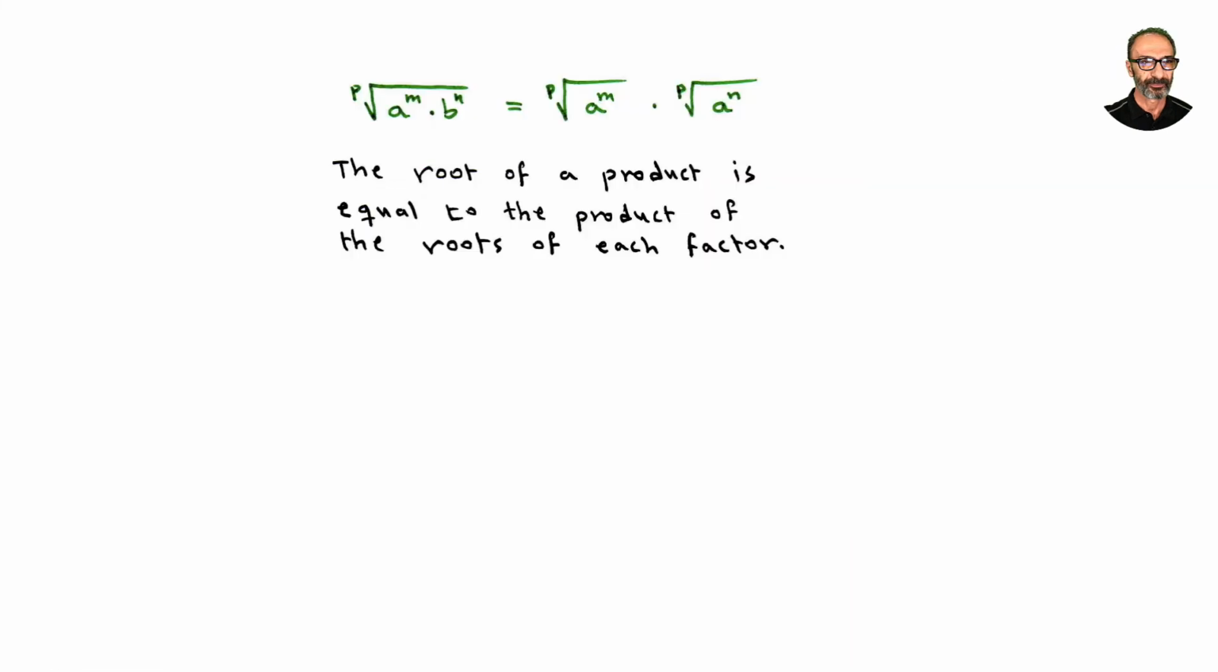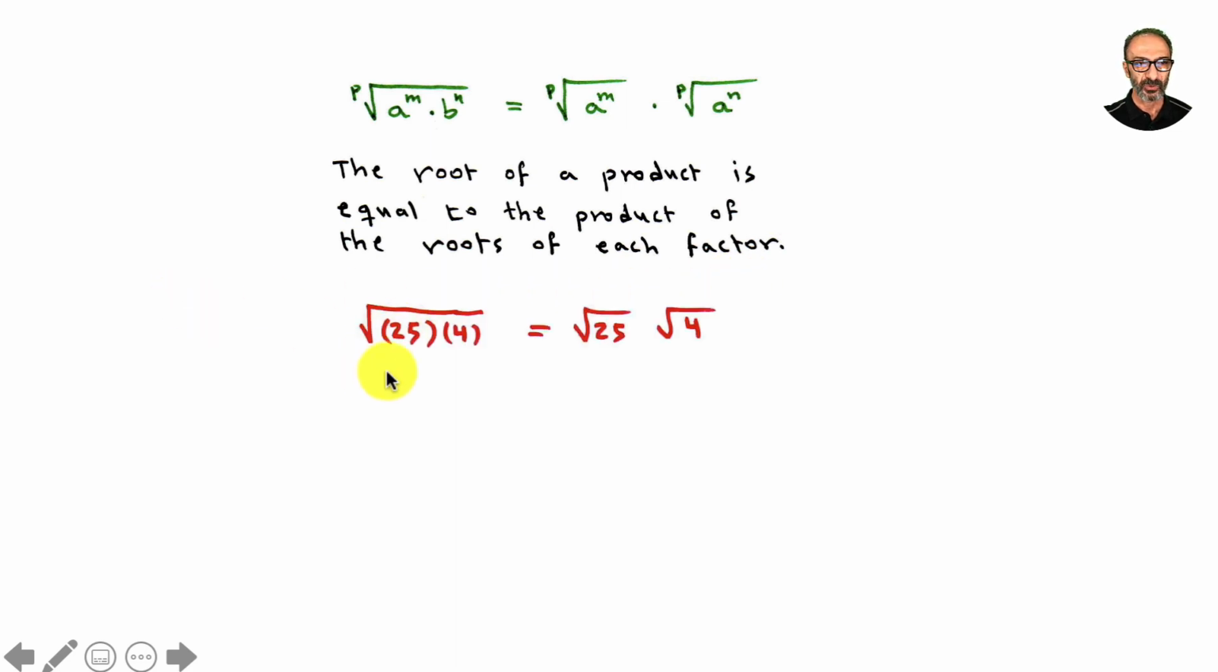Next, when you have the square root, for example, of a product, you could split the square root to both sides. This is a formal way, it doesn't have to be square root. It says the following: the root of a product is equal to the product of the roots of each factor. Let me show you an example. Square root of 25 times 4, you could split the square root, this is a product, it has to be a product, equals square root of 25 times square root of 4.